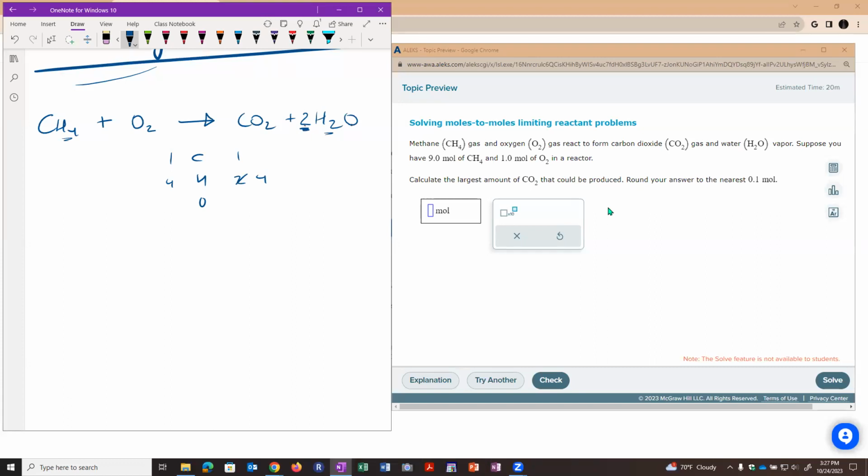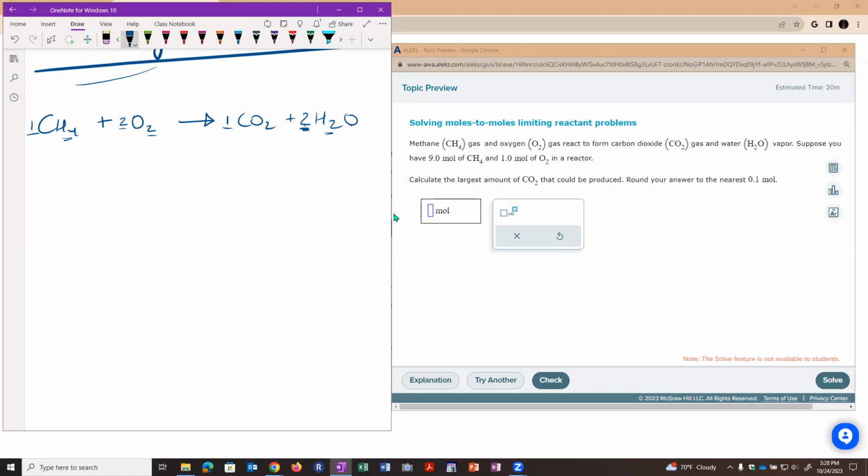I have 2 O's plus another 2. That gives me 4 O's on the right. I need to put a 2 in front of the O2 to make 4 O's here on the left side. And I have my 1 in front of the CH4. That's your balanced equation. And a 1 in front of the CO2. So that's the first thing, which is usually the most challenging thing in questions like these. Write out and balance the chemical equation.